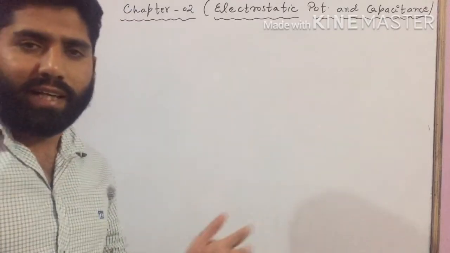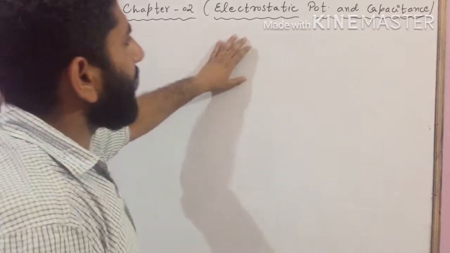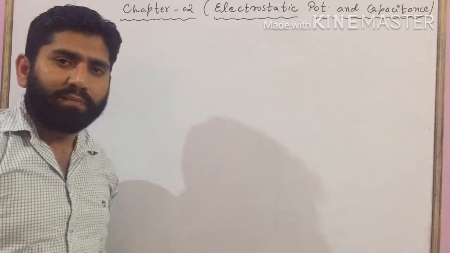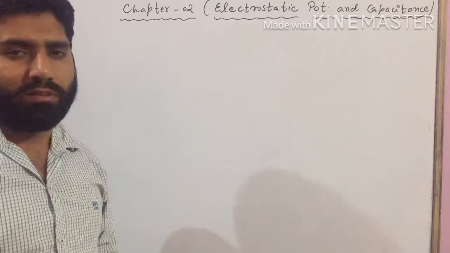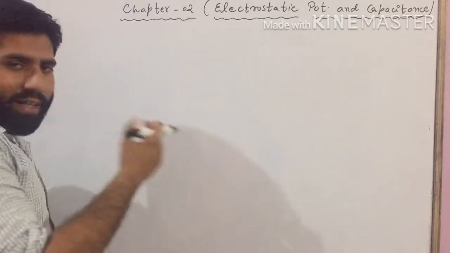Today we are going to start the next chapter of the first unit, electrostatics, and the chapter is electrostatic potential and capacitance. So this chapter is also based upon the concept of electric field. So now let us start this.